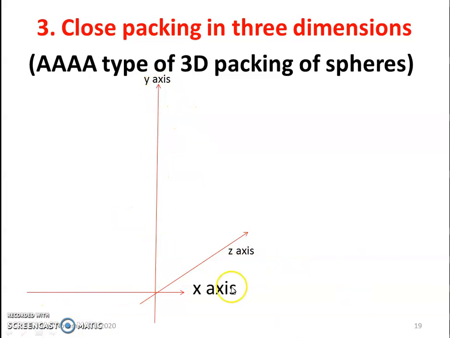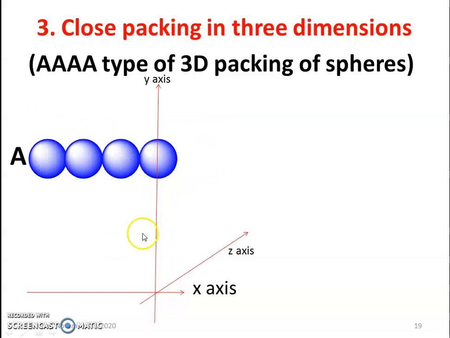Now suppose this is the x-axis, this is the y-axis, and this is the z-axis. Now consider a 3-dimensional arrangement of spheres along the 3 axes. First of all, we are considering a type of 3-dimensional packing of the spheres, which results in the formation of a close packed arrangement, the cubic close packed arrangement.